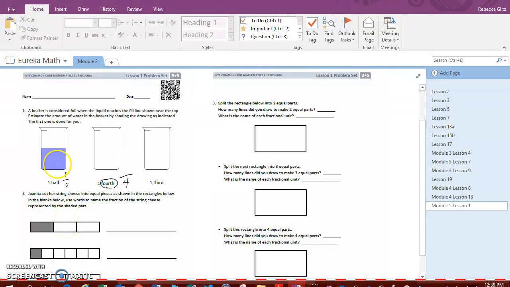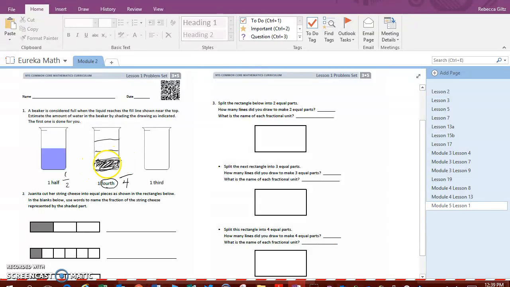So I'm looking at this kind of like we did our tape diagrams. The whole section is from this fill line down to the bottom line. So if I break it in half, and I'm going to use the half that they already drew for us to draw my first half, then I can divide those 2 halves in half to make 1/4. And I'm going to color in this bottom section.